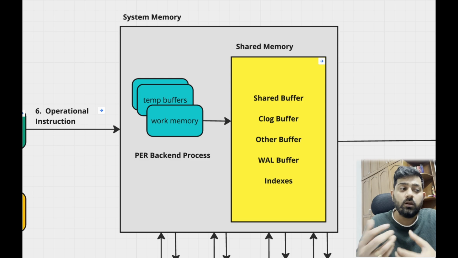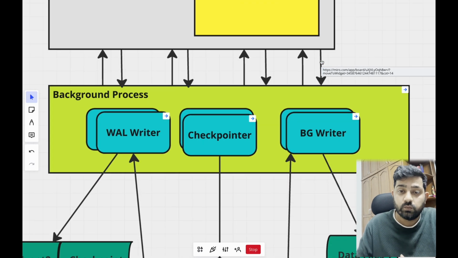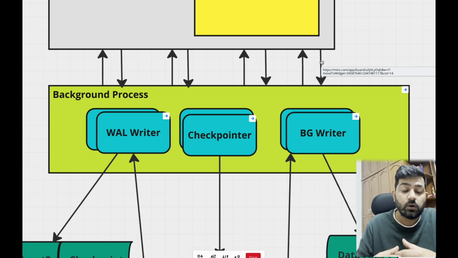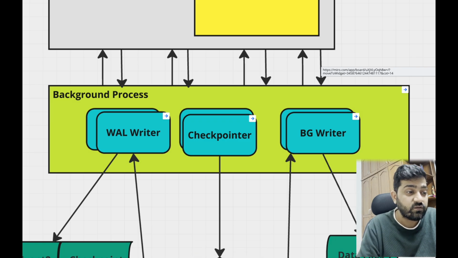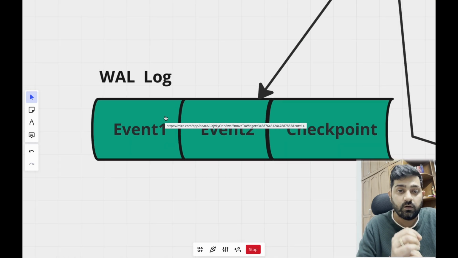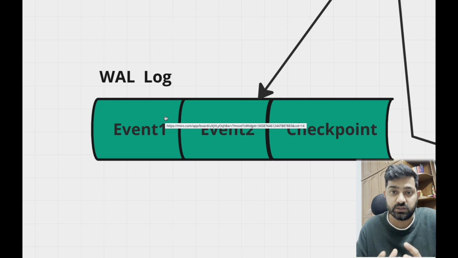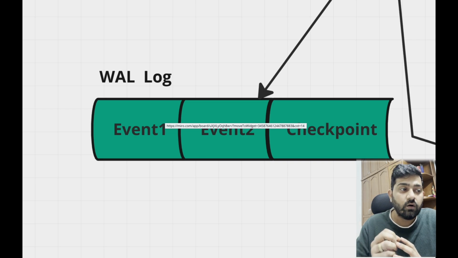Shared memory is generally used by background processes. For example, WAL writer is one of our backend processes, which is responsible for writing the sequence of events into the database, onto the disk. So for example, if event 1, event 2 happened in the entire Postgres engine, it will record a log of it and store it on disk. So this is the responsibility of the WAL writer.